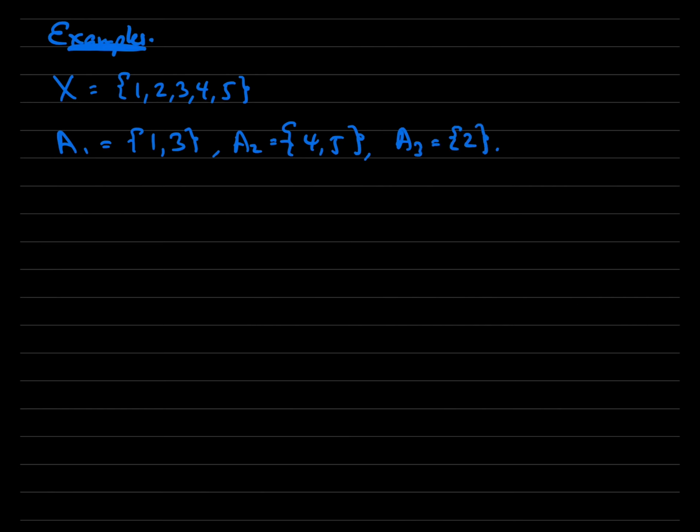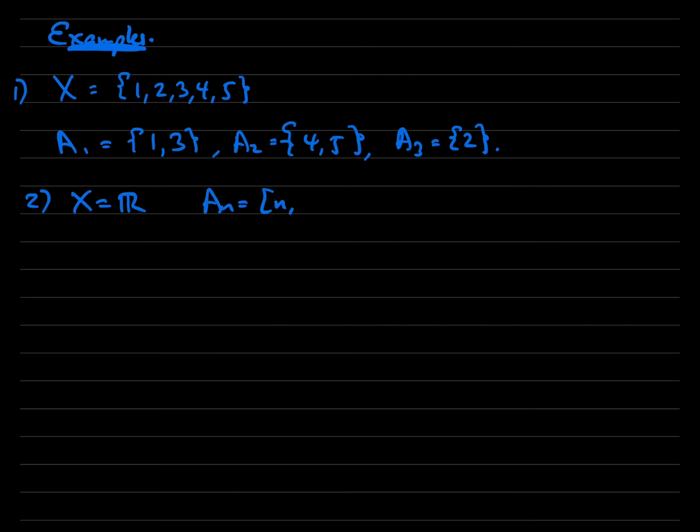First example: let's take the set X to just be the numbers 1, 2, 3, 4, 5. Let A1 be {1, 3}, A2 be {4, 5}, and A3 be {2}. This is a partition. Notice that all of the sets are disjoint and their union is the whole set X.